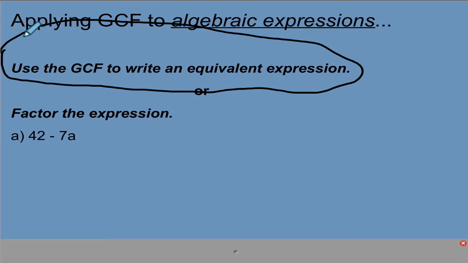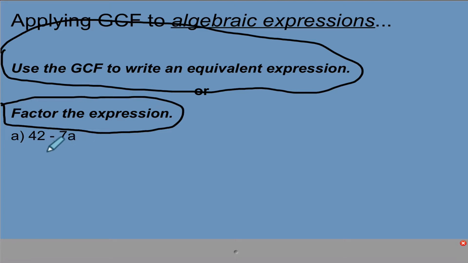But another way that this might be worded is it might say to factor the expression. Factoring the expression means you're taking out the greatest common factor from any of your terms, and let's look at what that means right now. So we've got the expression 42 minus 7a. There's two terms. Let's find the GCF and rewrite an equivalent expression, also known as factoring the expression.